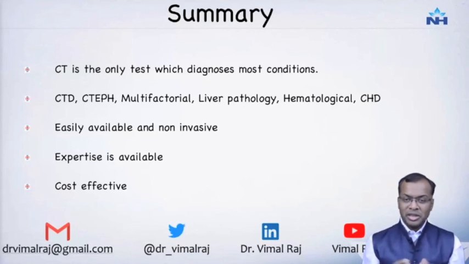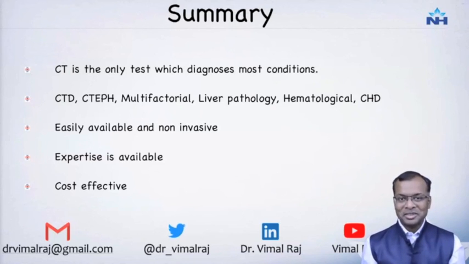In this particular patient, she could have connective tissue disease, she could have chronic thromboembolic pulmonary hypertension, it could be a multifactorial disease, or even liver pathology. CT would be able to tell us what is going on in this patient and help in managing this patient better. So I do hope I have managed to convince all of you that CT is the modality of choice, and that is something that one should certainly do in patients when we are trying to establish a diagnosis or a cause of pulmonary hypertension.